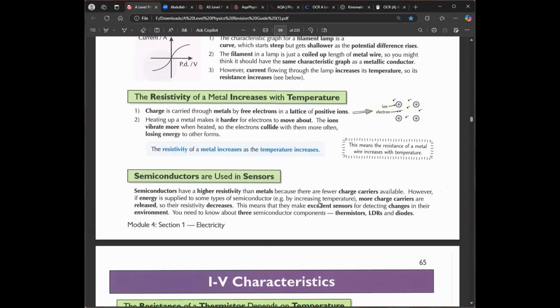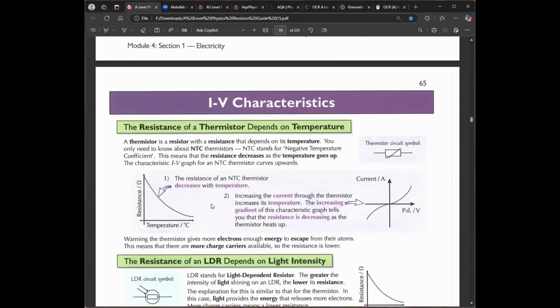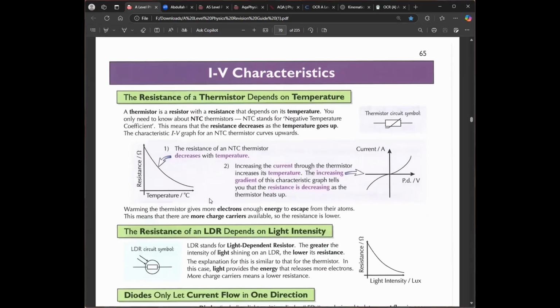This means that they make excellent sensors for detecting changes in the environment. You need to know three: thermistors, LDRs, and diodes. All of them are semiconductors. Let's see. So we talk about thermistor first.